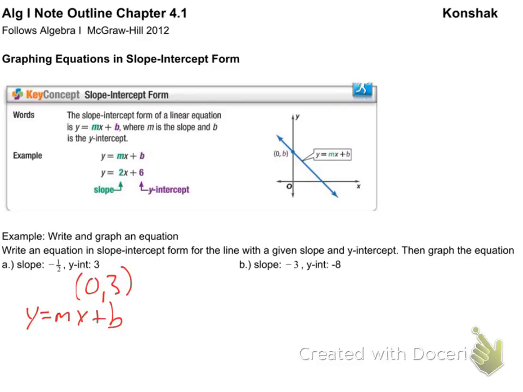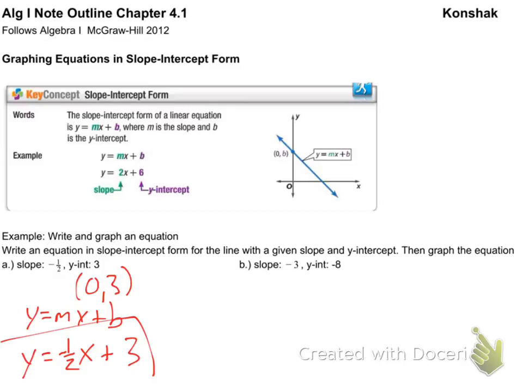Now, here's a cool thing. You wrote down slope-intercept form. You now can place things in the right place. m is negative 1/2, so y equals negative 1/2 x plus 3. Done. Wow.